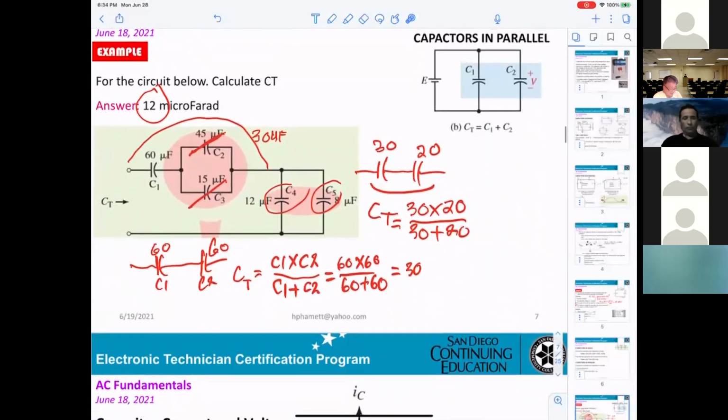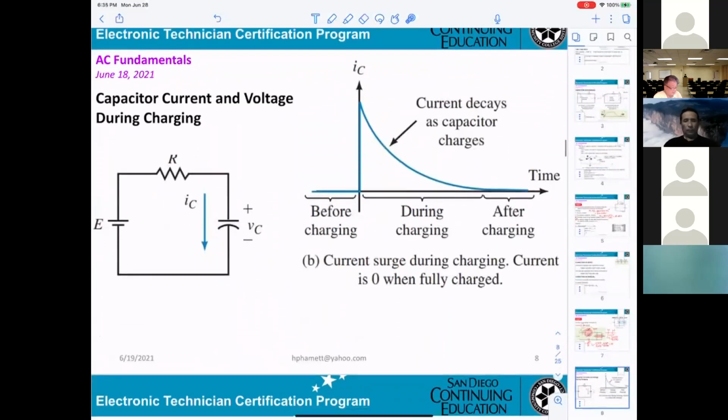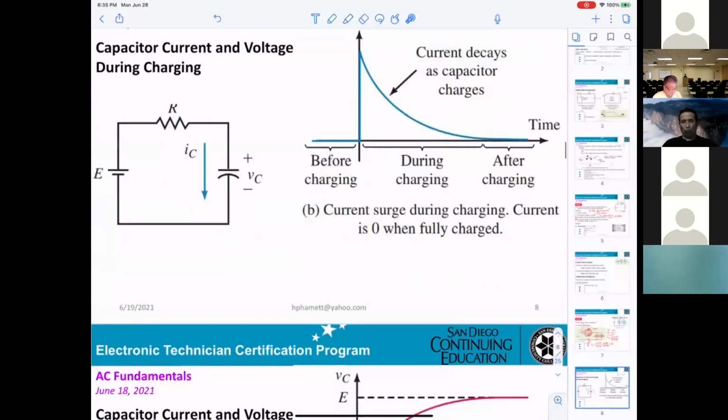Okay, and we already calculated that. Now, capacitor current and voltage during charging. This displays the discharging. They start from here and connect to the ground. They discharge until they get to 0.